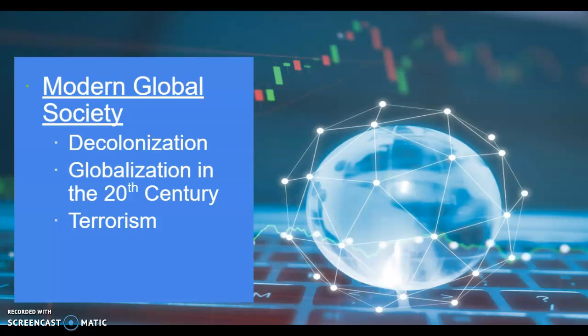Our last unit of the year is Modern Global Society. We'll talk about the decolonization of Africa, the rise of globalization in the 20th century, and towards the end of the year, we do a short unit on terrorism.